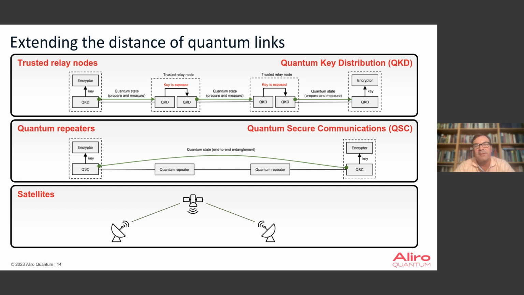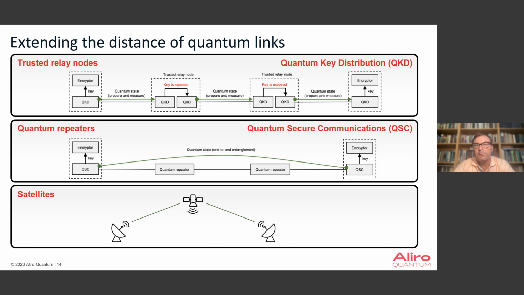As you can see in the top row of this slide, this has an important disadvantage. And that disadvantage is that the end-to-end key is exposed in the clear inside each of these trusted relay nodes. So the name trusted relay node is actually a little bit misleading. It's not called a trusted relay node because the node is trustworthy. It's called a trusted relay node because you have to trust that node not to leak the exposed key. This need for trusted relay nodes in QKD networks is one of the most important criticisms of the current first generation of quantum key distribution networks.